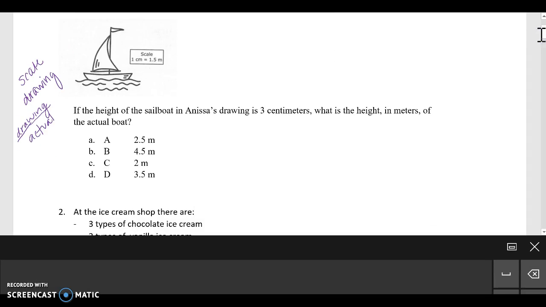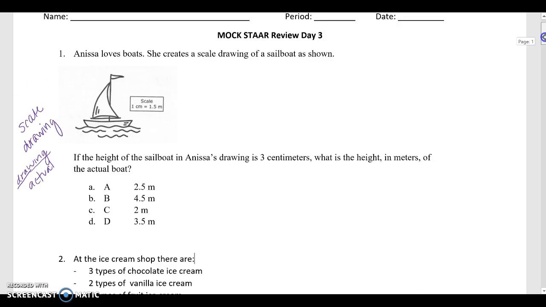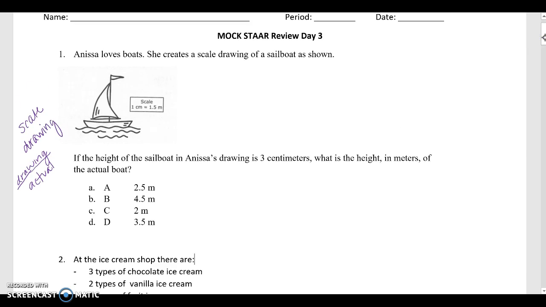So, text coding, you need to be circling keywords and underlining what the question's asking for. So the first key is going to be the scale here, and it says, what is the height in meters of the actual boat? So that's what we're underlining. And it says the drawing is 3 centimeters. So our scale goes on the left side of our proportion. So it says 1 centimeter equals 1.5 meters.